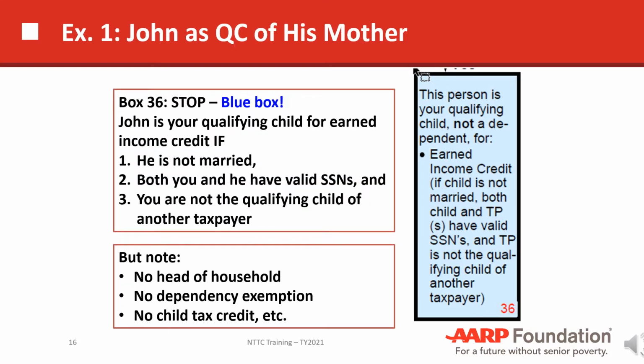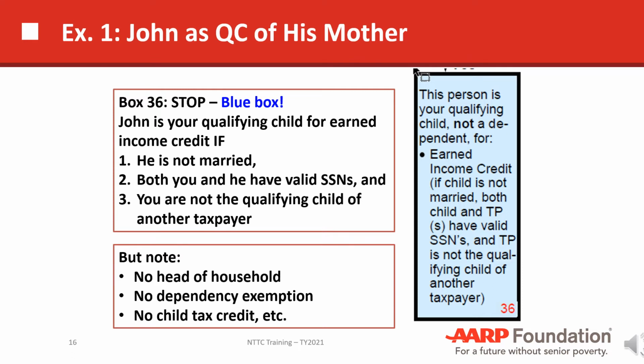Box 36 is a blue box, which means that when you get to a blue box, you know you have an answer to your question. So in this case, John is his mother's qualifying child for earned income credit if and only if he is not married, both you and he have valid Social Security numbers, and you are not the qualifying child of another taxpayer. In other words, his mother is not the qualifying child of another taxpayer.